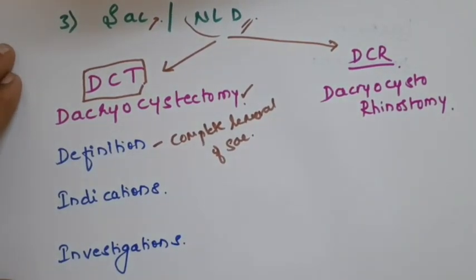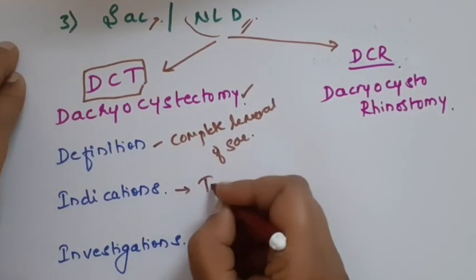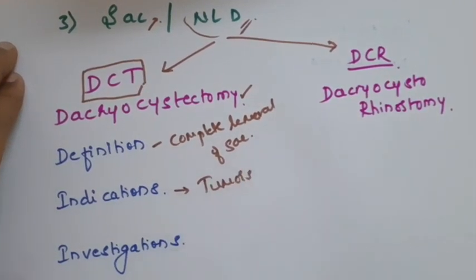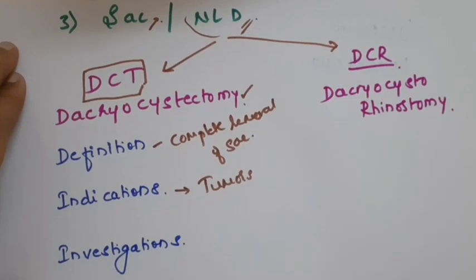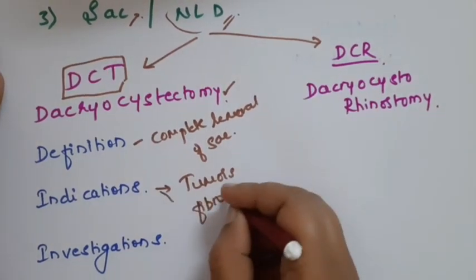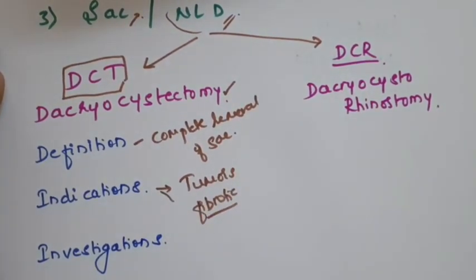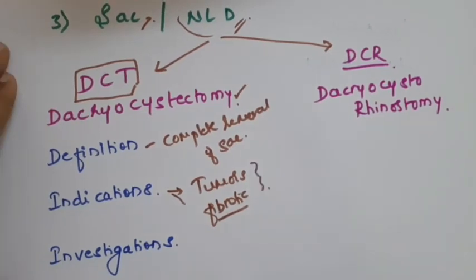But still there are some indications for DCT now also, like when you are having the tumors of the sac. Okay, any malignant tumor of the sac is an absolute indication for DCT. Next, the fibrotic sac, where you can't open up the sac and do the DCR surgery. So these are the two main indications for DCT. Coming to the investigations for DCT and DCR.